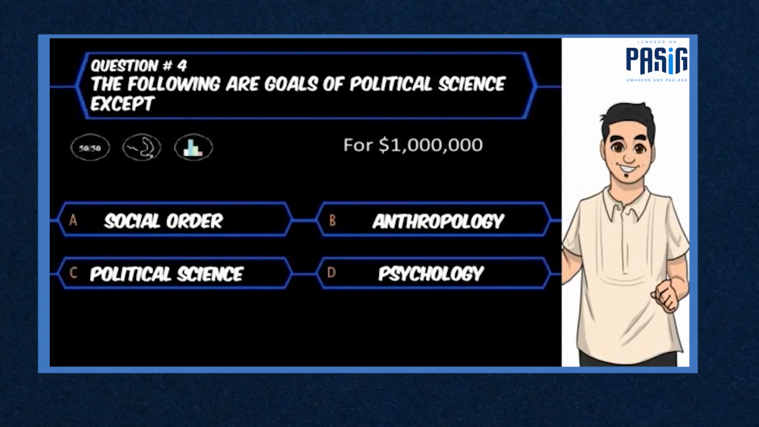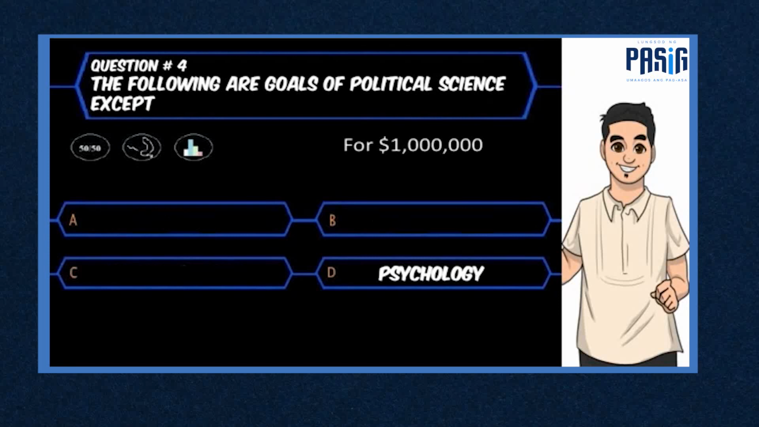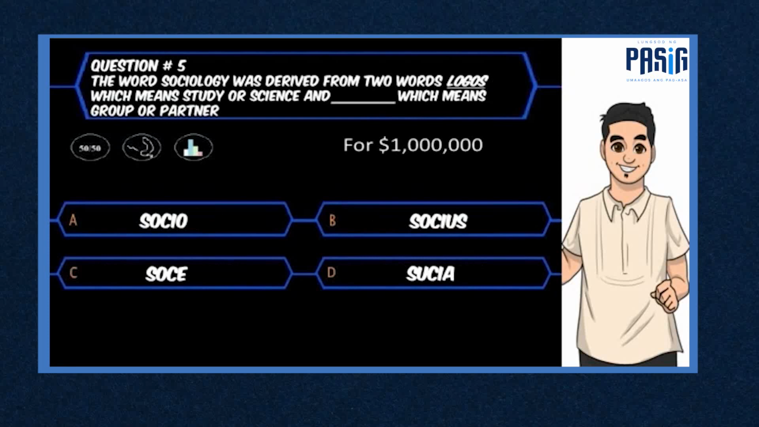Question number 4. The following are goals of political science except. The choices are A. Social order, B. Anthropology, C. Political science, D. Psychology. The correct answer is D. Psychology.